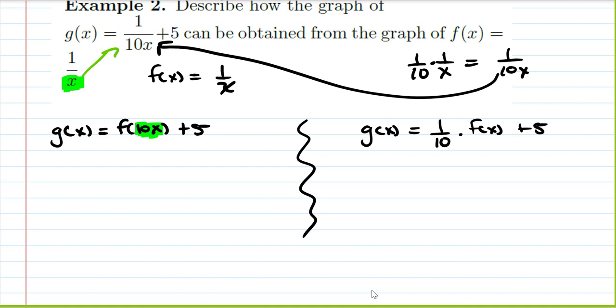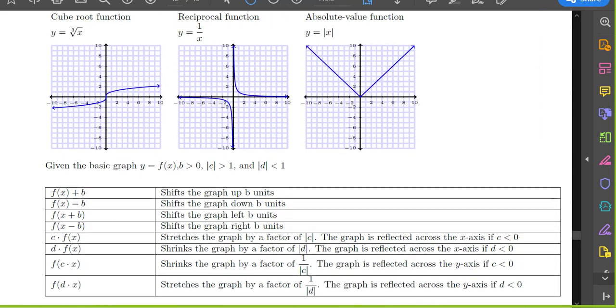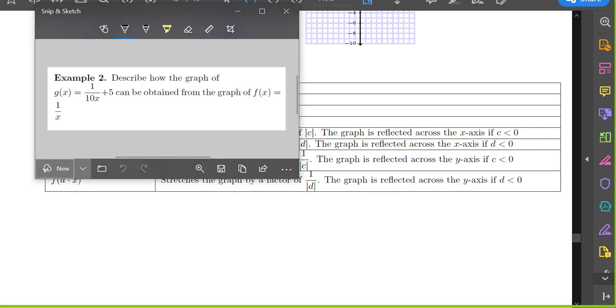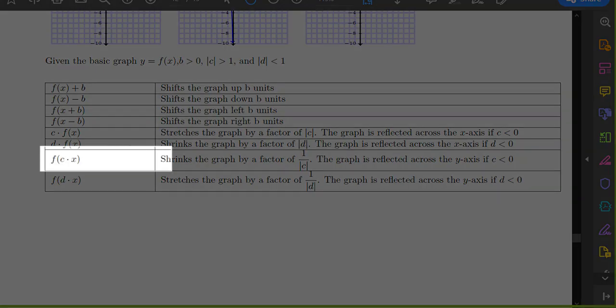If I have my 10 inside my function f, that takes me down here to the last 2 rows in my table. And once again, I need to decide, is it a C or a D? So is 10 bigger than 1 in absolute value, or is 10 less than 1 in absolute value? Well, 10 is bigger than 1, so that's going to make it a C.